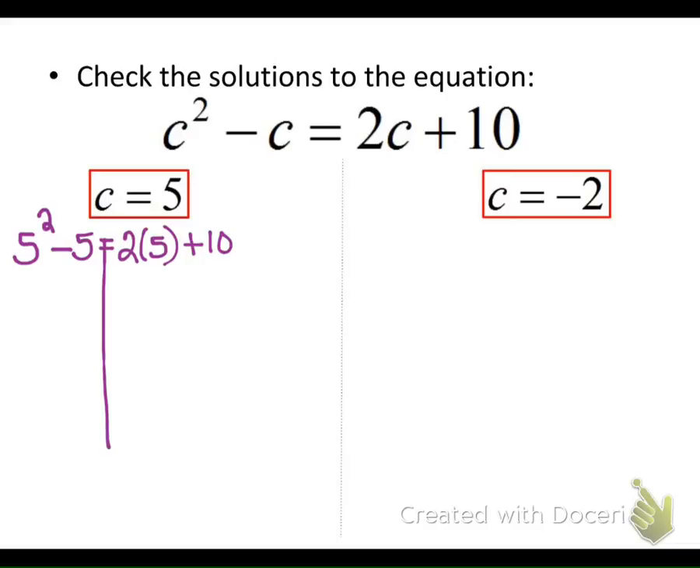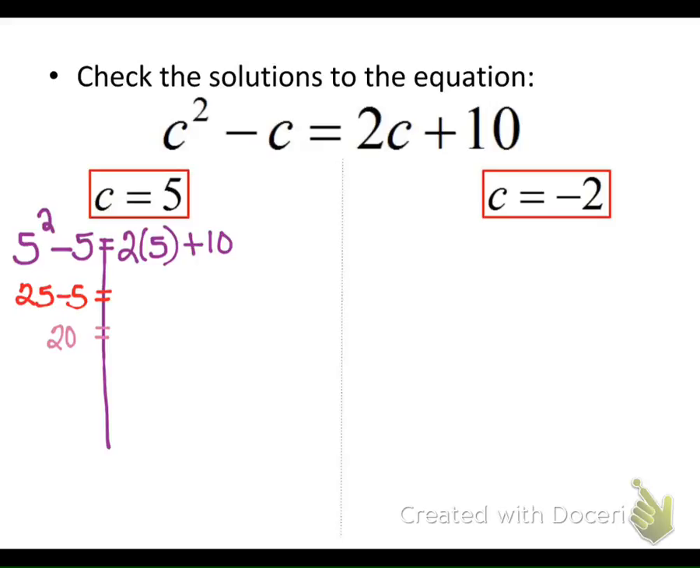Remember, order of operations is PEMDAS. So parentheses, exponents, multiply, divide, add, subtract. So what's the first thing that I'm going to do on my left side? The exponents, good. So what's 5 squared? 25. So I'm going to have 25. I'm going to bring down my minus 5. Okay, simplify further. What's 25 minus 5? 20. Okay, so now I have 20 on my left side.